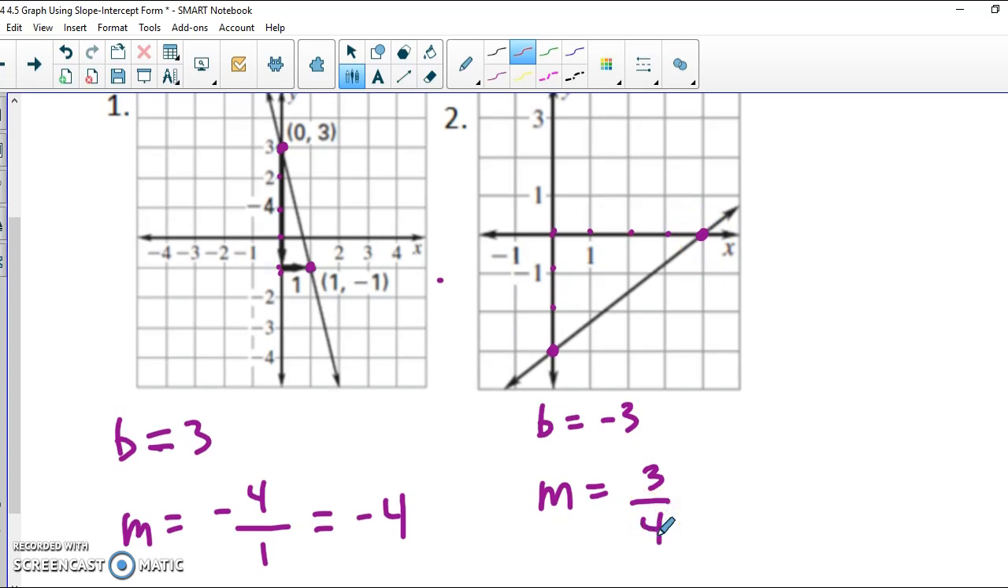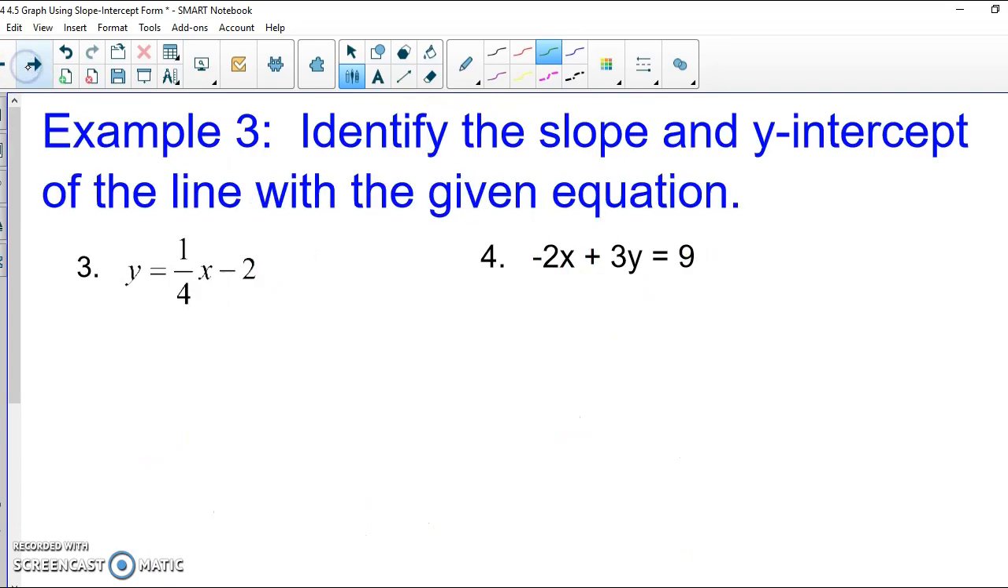Remember from your slope note sheet that we can tell just by looking at the graph of number 1, as I read from left to right, I'm looking at this line and it's sloping down, so I could expect a negative slope. And on number 2, as I look at this line sloping up from left to right, I would expect a positive slope.